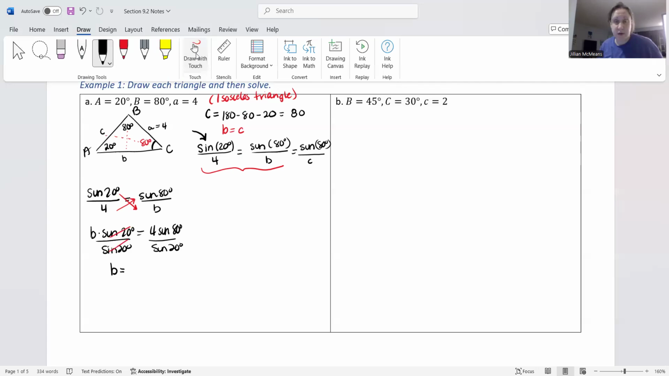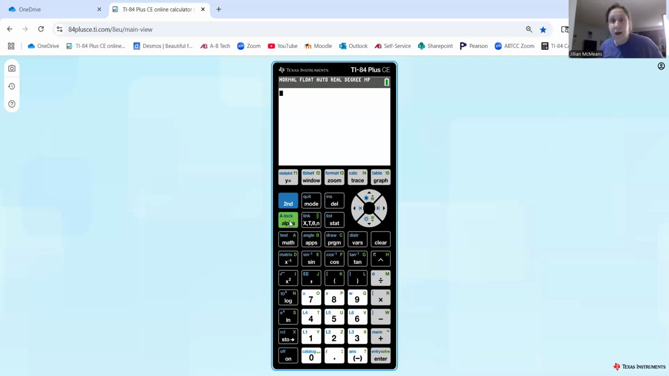It is going to be a lot of bouncing back and forth, which I know can be a little bit annoying, but we use what we got. So we go alpha y equals, and I need 4 times sine of 80. If you have not checked, make sure you're in degrees. I know I'm in degrees, but double check for yourself. And then we're going to divide that by sine of 20. And let's round, does it say? It doesn't specify, so let's just go 1 decimal place here.